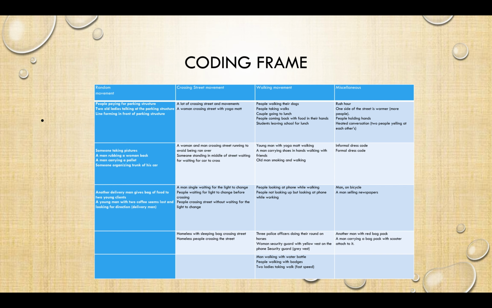I started focusing my coding on movement. So you can see on the first one I have random movement, crossing street movement, walking movement, and then miscellaneous, any other kind of movement. It wasn't an easy exercise. I have to be honest with you. I was really having a hard time coming up with main titles. Like, how am I going to put them together? All those movements were so random that it was hard to really focus on what to create and where they fit.